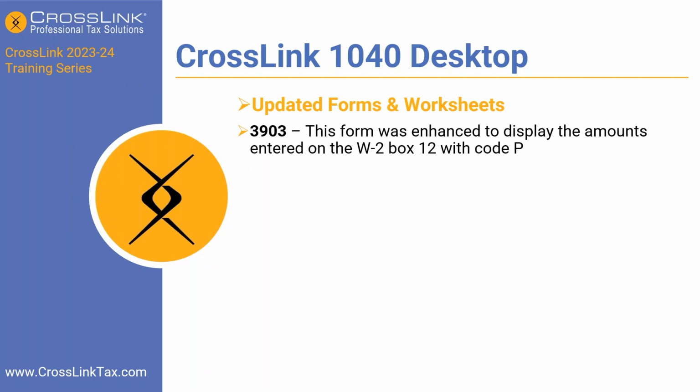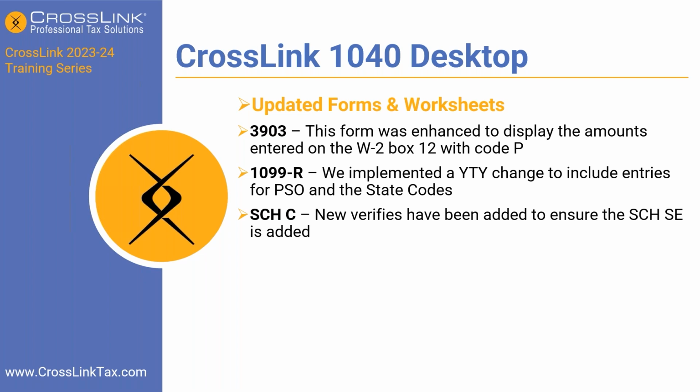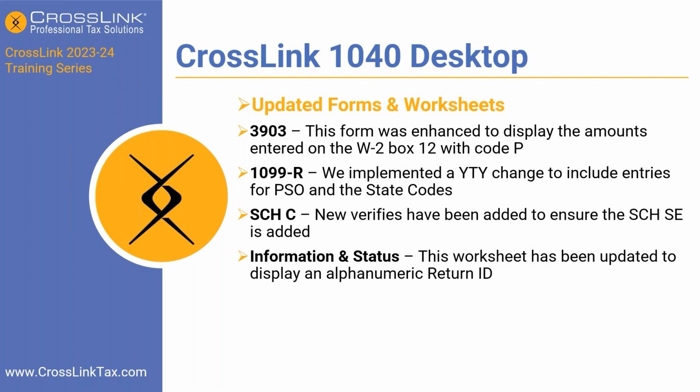as the 3903. The form was enhanced to display the amounts entered on the W-2 Box 12 with code P. The 1099R, we implemented a year-to-year change to include entries for PSO and the state codes. The Schedule C now has new verifies that have been added to ensure the Schedule SE is added. The information and status worksheet has been updated to display an alphanumeric return ID. So that's a specific return ID for each return.